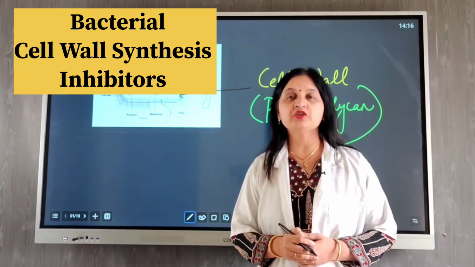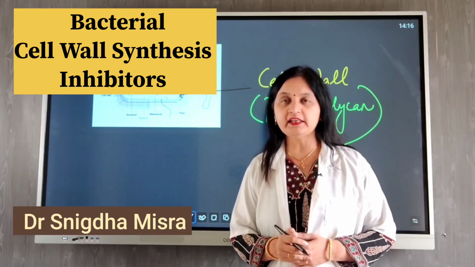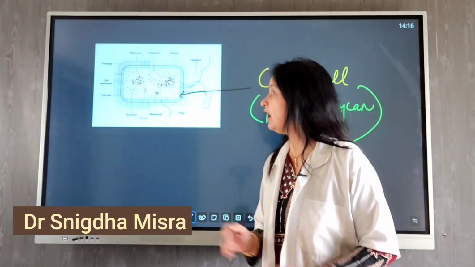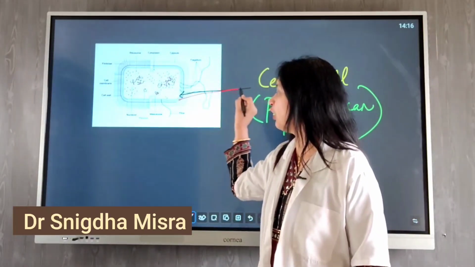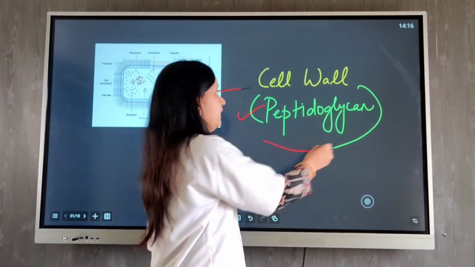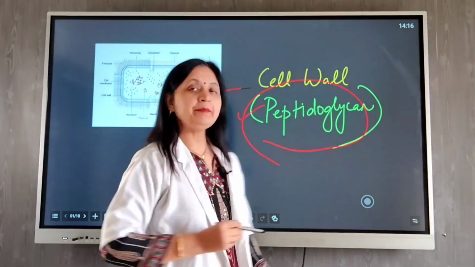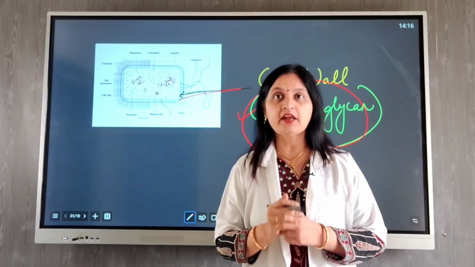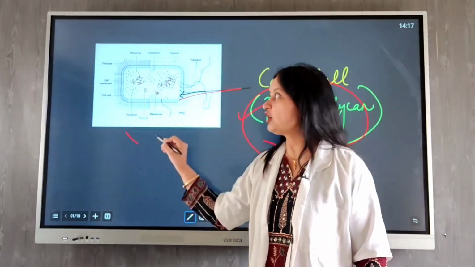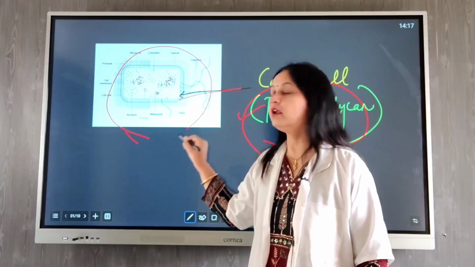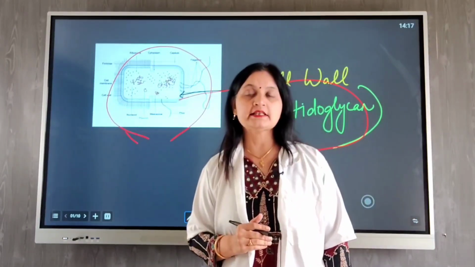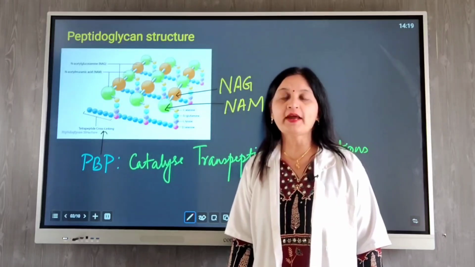In this lecture, we are going to learn about the antibiotics that inhibit bacterial cell wall synthesis. The majority of bacteria are surrounded by a thick cell wall composed of peptidoglycan, which provides stability and rigidity to the cell structure. It also helps maintain the shape of the bacteria and does not allow the bacteria to swell, preventing death due to lysis. Now let's see the composition of the bacterial cell wall.